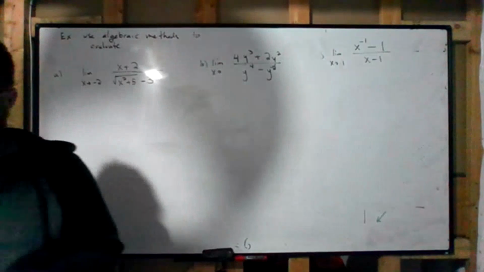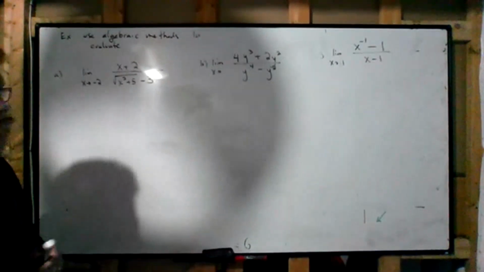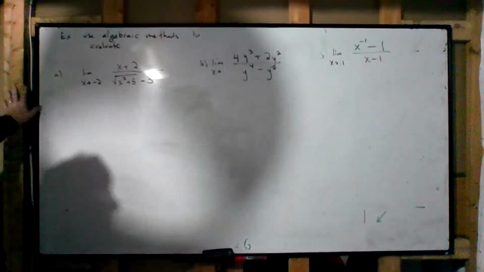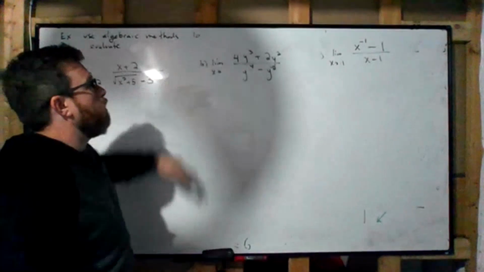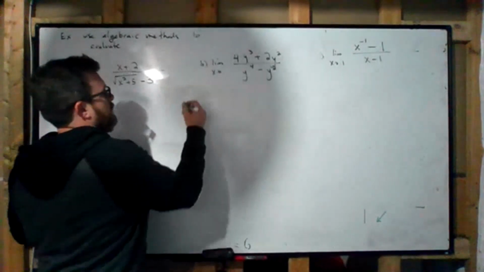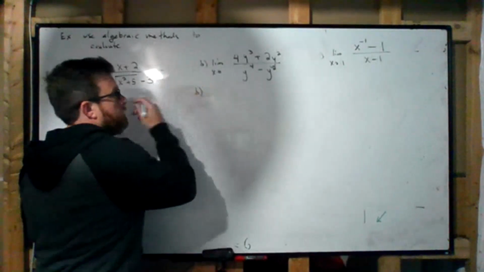So our main method of limits is using algebraic manipulation. We're just going to factor or use conjugates. We're basically taking advantage of multiplying top and bottom by 1. So I'm going to start out with B first because I think it's the most obvious, and then we're going to get to the other ones.